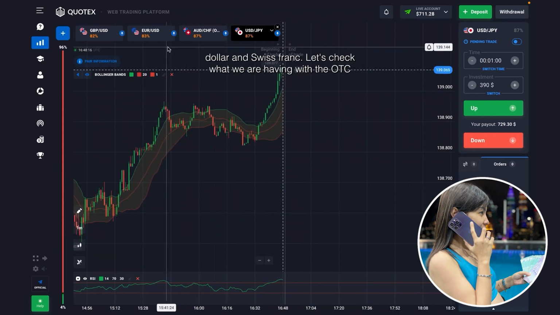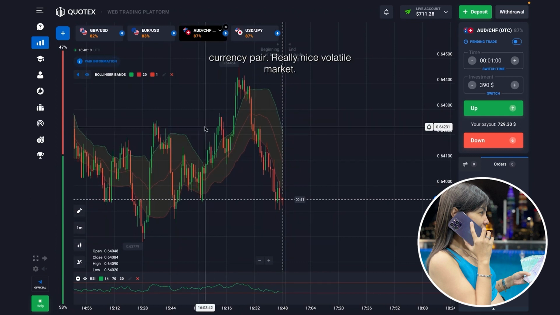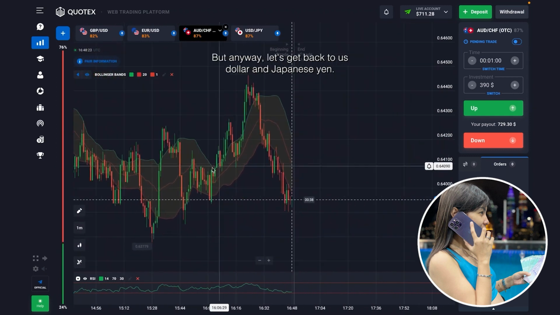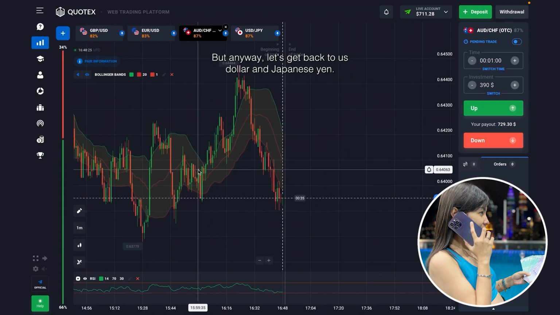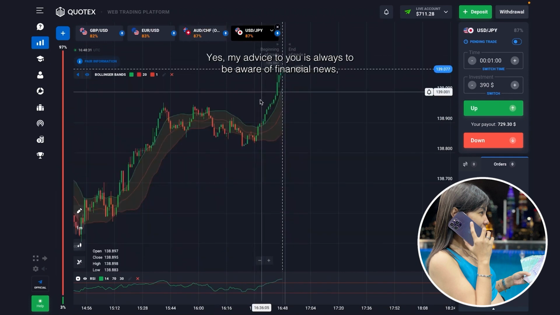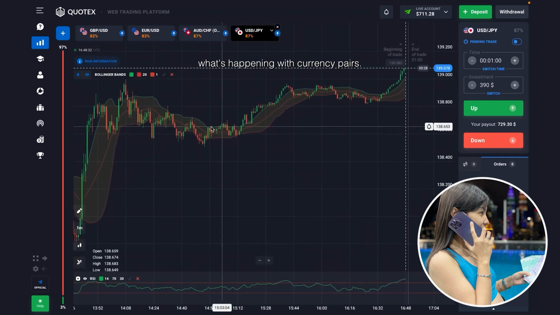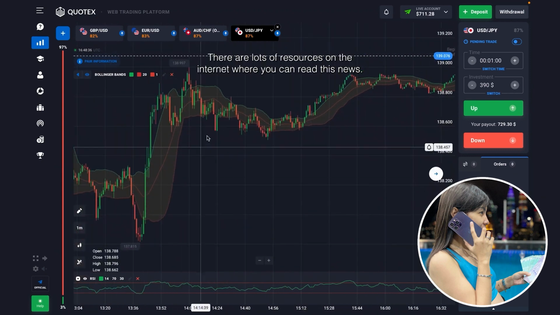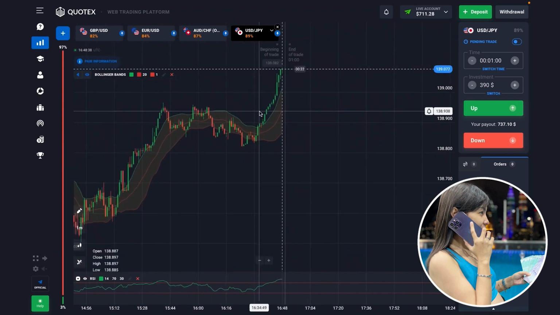So let's see and let's check what we're having with the OTC currency pair. A really nice volatile market. But anyway, let's get back to US dollar and Japanese yen. Let's see what is happening on the market here. And my advice to you is always to be aware of financial news. What's happening with currency pairs? There are lots of resources on the internet where you can read the news.